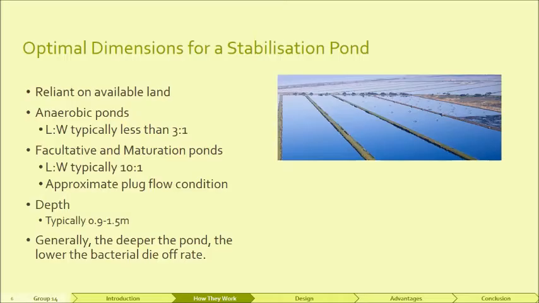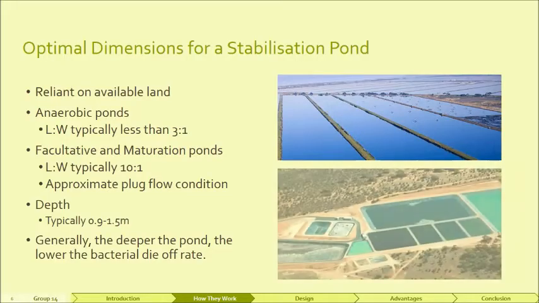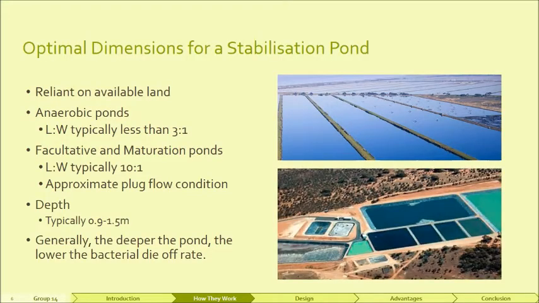Most anaerobic ponds have a length-to-width ratio of less than 3 to help prevent sludge forming close to the wastewater inlet. Facultative and maturation ponds typically have a length-to-width ratio of up to 10 to approximate plug flow conditions. This is theoretically the most efficient hydraulic system for achieving pollutant removal, allowing water to move through the system with no mixing. Depth is also an important consideration. To prevent the growth of nuisance vegetation, a minimum depth is necessary.